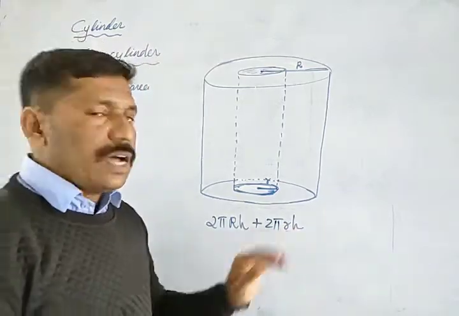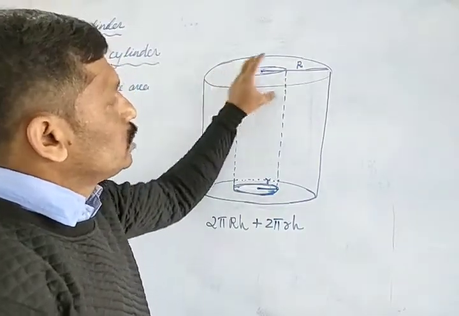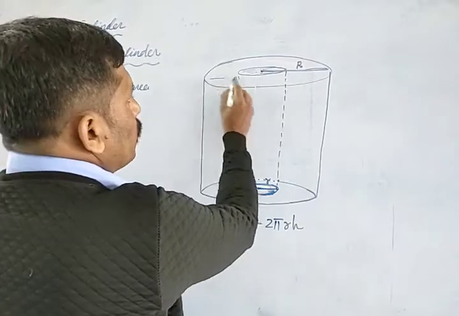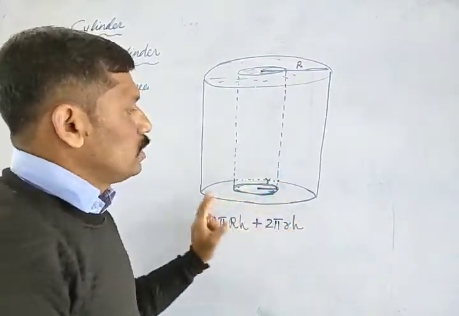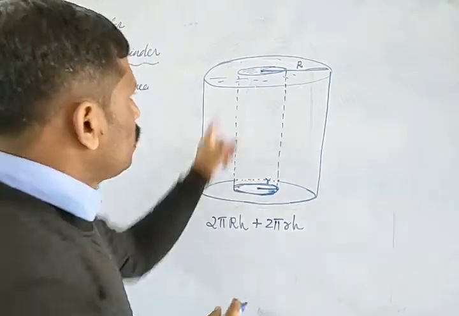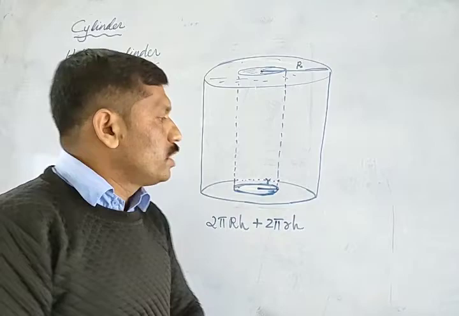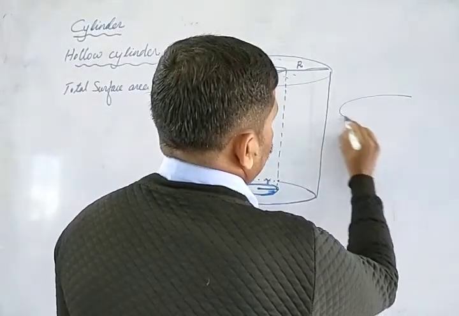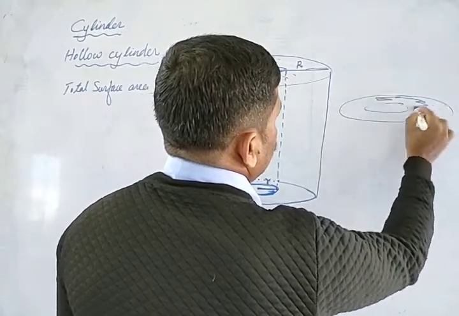These two we add, and one more thing: we have to take the area of the two bases. One is on the top part, this much area we have to take, and then the downside also, that's two areas. How do we take the top area of this cylinder? Here you can see the shape of the top face. This is the area we want.